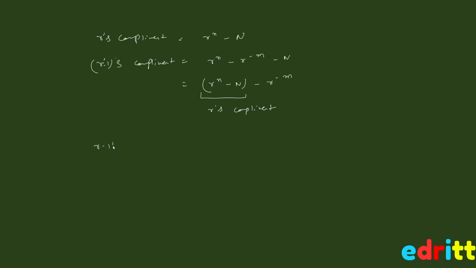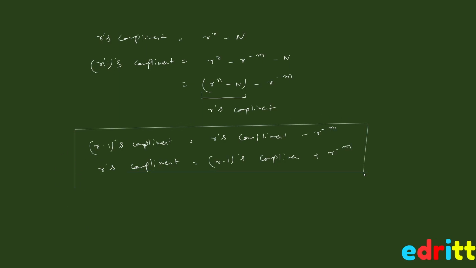So can I say that the r minus 1's complement is equal to the r's complement minus r to the power minus m? And can I also say that the r's complement is equal to the r minus 1's complement plus r to the power minus m? This is the relation between them. I hope I made this relation clear.